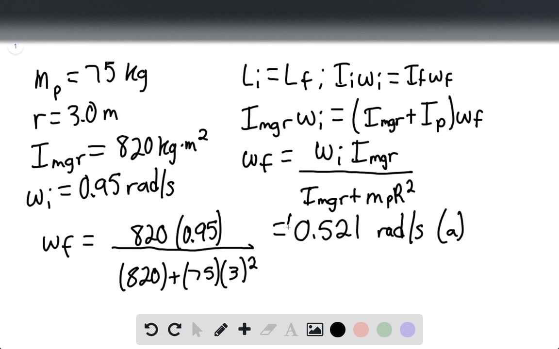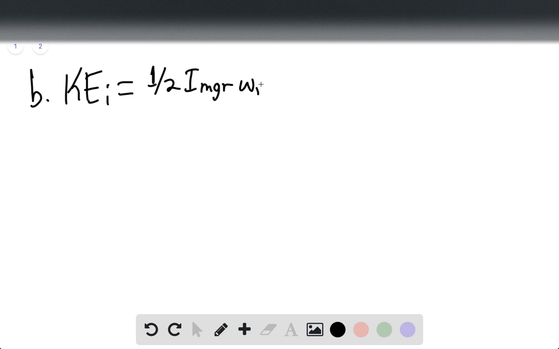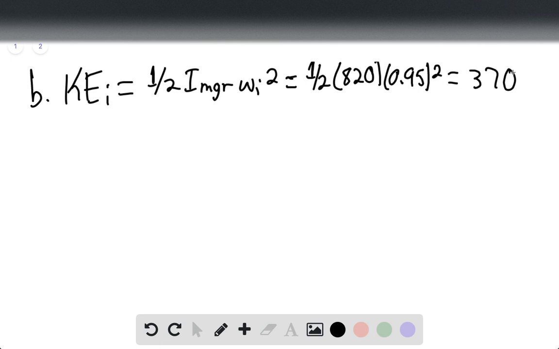And then for part B, we want to find the initial kinetic energy. So kinetic energy initial equals 1/2 times the moment of inertia of the merry-go-round times omega initial squared. We can substitute directly and say 1/2 times 820 times 0.95 squared. And this gives us 370 joules. Sorry, my apologies, 370 joules.